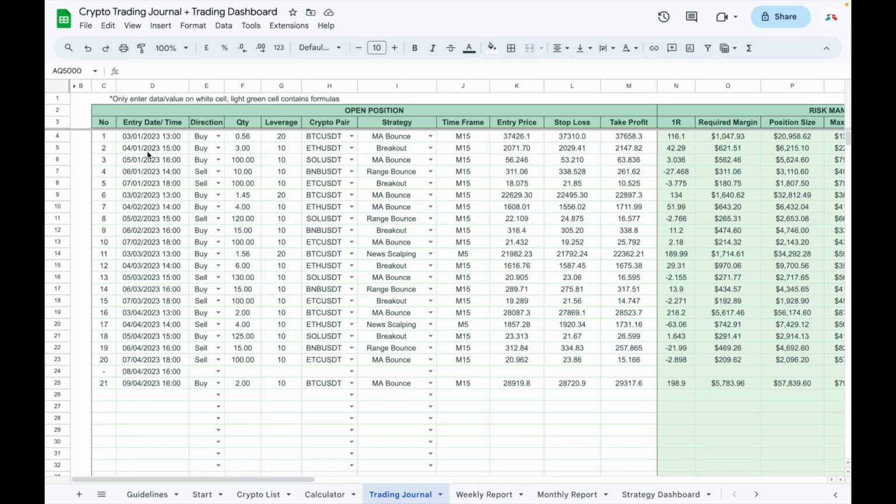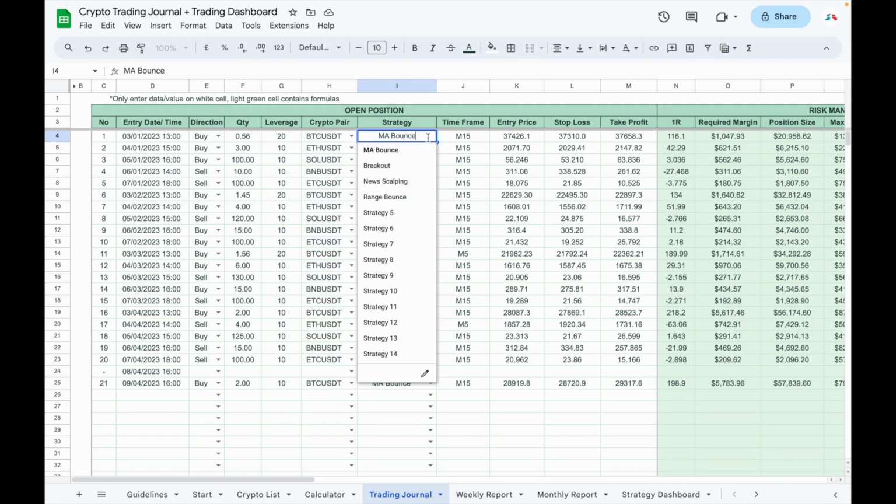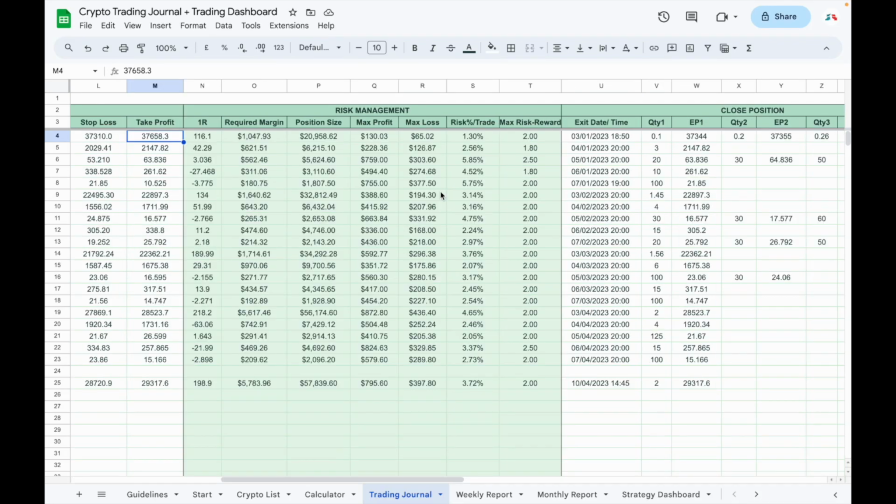First, input the trade number in numerical format, enter the entry date and time, and select the trade direction from the drop-down list. Input the number of positions when you enter the trade, input the leverage you use, select the crypto pair from the drop-down list, select the trading strategy from the drop-down list, and input the time frame, entry price, stop loss, and take profit price. After inputting the data for the open position, the cells in green will automatically calculate 1R distance, required margin, position size, net profit, net loss, risk percentage per trade, and maximum risk to reward ratio.